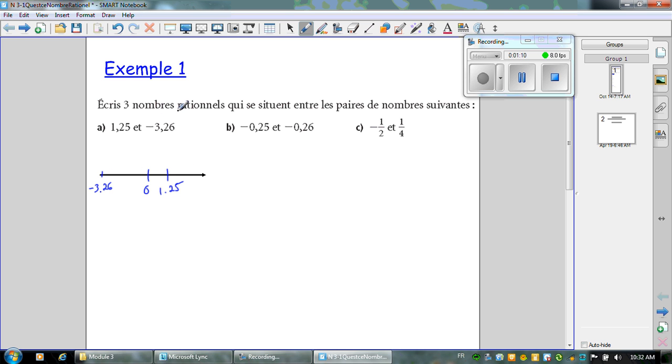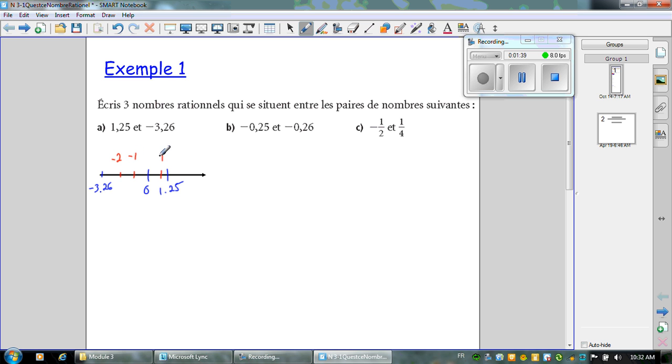So three numbers between. We have 0 already. I always like to use 0 because it separates my positives and my negatives. So 0 would be 1. 1, sure, 1 would be here. We would have, let's say, negative 1 around here. And negative 2, sure. So those are rational numbers.